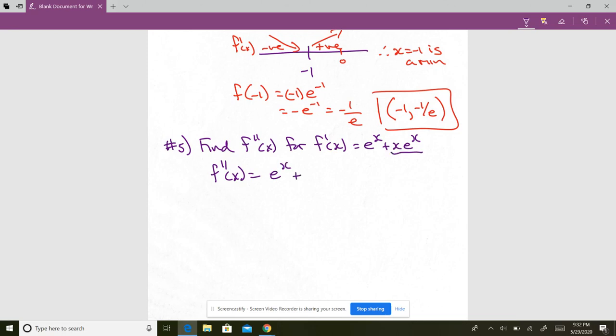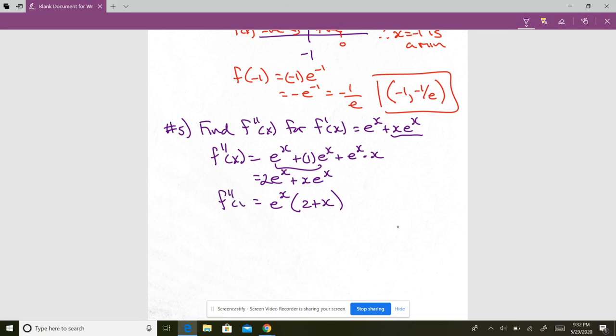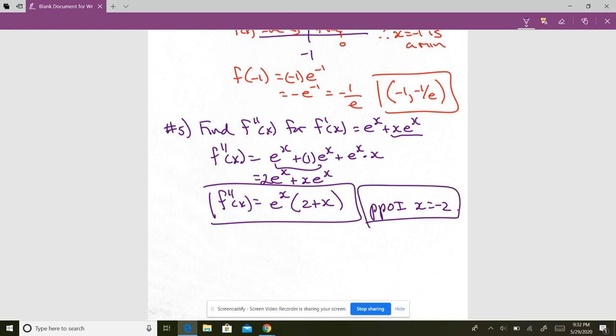Derivative of this, well, we just did that up there, but we'll do it again, is 1 times e to the x plus e to the x times x. So we end up with e to the x plus e to the x, which is 2 e to the x, plus x e to the x. Change it up, we can pick out e to the x, and we get 2 plus x. That is the second derivative. So if you're looking for possible points of inflection, they didn't ask us this, it would be x equal to -2. And then you'd have to test it. We're not going to do that.